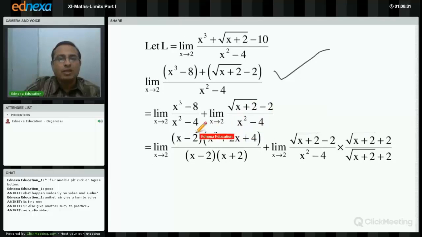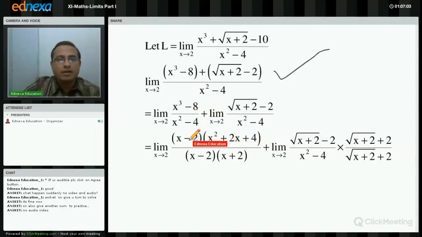Now, here, what are the factors of a cube minus b cube? I have told you this many times that in the last step only you have to evaluate the limit. But in previous steps, you are supposed to simplify the given function. And for that, you have to use factorization formulae, trigonometry, and logarithm. Right? So, what are the factors of a cube minus b cube? They are a minus b, and the other factor is a square plus ab plus b square.